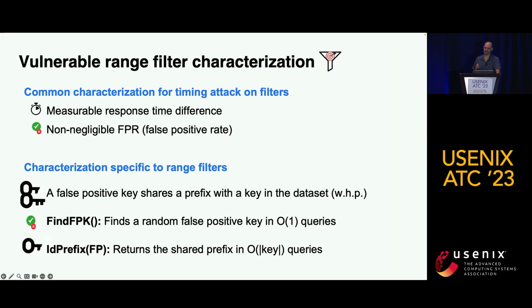Now let's see the properties of range filters that make the attack feasible. The main one is that the false positive key shares a prefix with a key in the dataset with high probability. In addition, finding a false positive key takes a constant number of queries. We call this function findFPK, find false positive key. Last property: given a false positive key, the number of queries to reveal the shared prefix is low, linear in the key length. We call this function IDPrefix, identify prefix. The findFPK and the IDPrefix algorithms are specific to the target range filter.